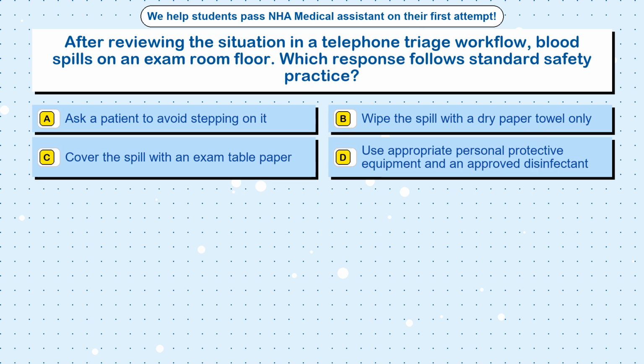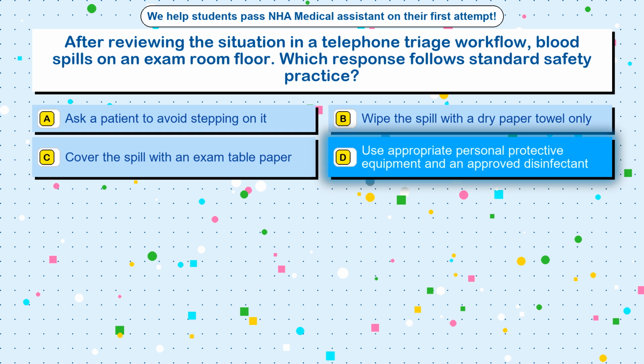Question 42. After reviewing the situation in a telephone triage workflow, blood spills on an exam room floor. Which response follows standard safety practice? Option A. Ask a patient to avoid stepping on it. Option B. Wipe the spill with a dry paper towel only. Option C. Cover the spill with an exam table paper. Option D. Use appropriate personal protective equipment and an approved disinfectant. The correct answer is option D.